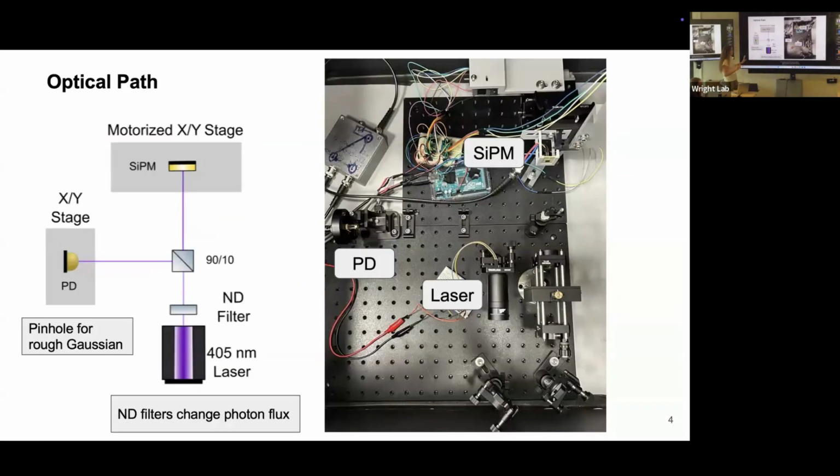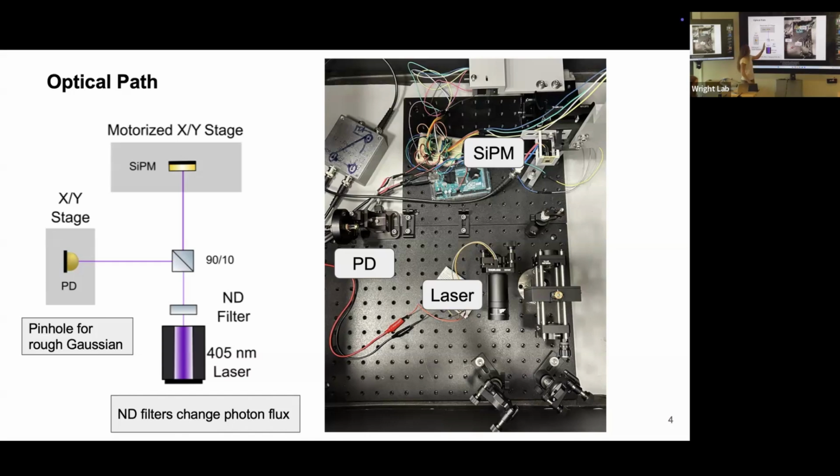This is my very simplified optical path where I have a 405 nanometer laser, which will go through a pinhole to create a roughly Gaussian beam, right? Because we're working with a Gaussian model, so we want a Gaussian beam. And it'll go through neutral density filters, which is how I'm going to change the flux of the photons, which was the x-axis we saw in the previous graph.